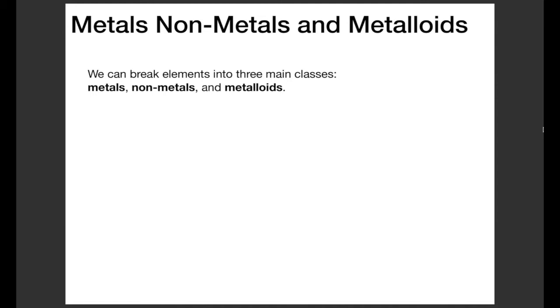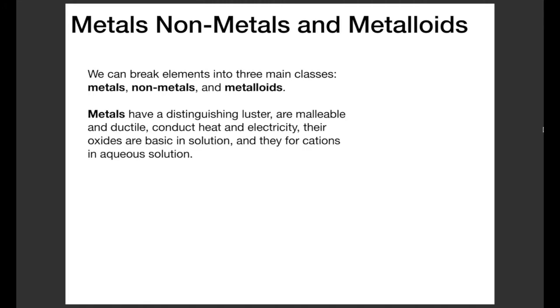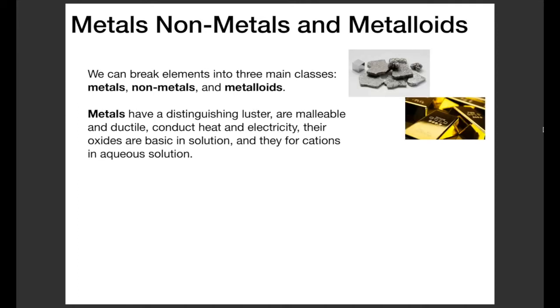The elements on the periodic table can be broadly broken down into metals, nonmetals, and metalloids. Metals have a distinguishing luster. They're malleable and they're ductile so that they can easily be formed and drawn into very thin wires. They conduct heat and electricity. Their oxides are basic in solution, and they have a tendency to form cations in aqueous solution. Examples include iron and gold.